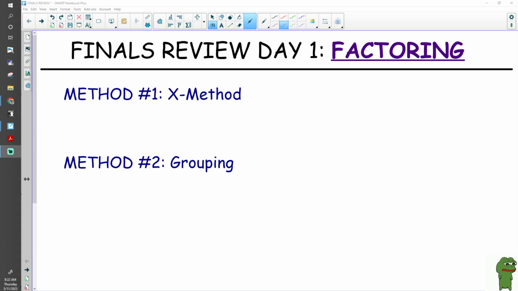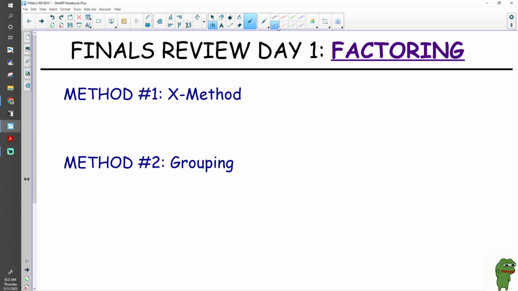Multiple choice is all or nothing out of 3 points. The open-ended is out of 7 points based on how much you show us. Okay, we're going to first talk about the two types of factoring you're going to have to be able to do on the final. Okay, the first one is, of course, the X method.